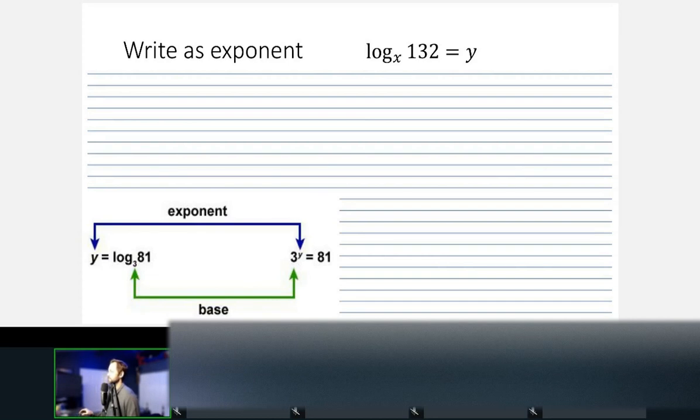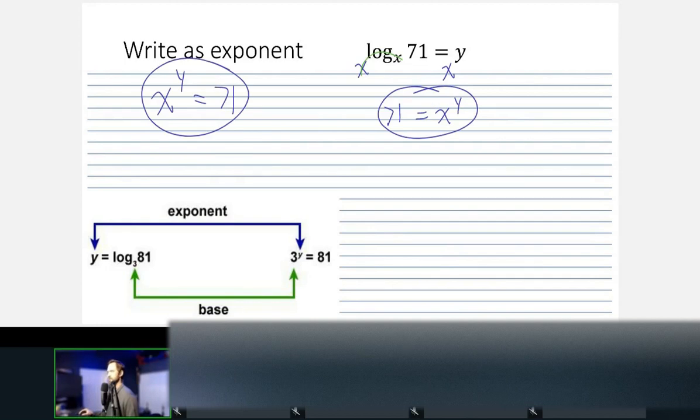Oh, if you're asking whether to put 132 on the left side and the x to the y on the right side, or vice versa, it doesn't matter. It's an equation. If you have them flip flopped, like on the previous page, all of you should have this written down at least. Let me go back to this previous page. If you notice, the answer is the same. It's just that they're flip flopped. I have the 71 on the right, and then I have 71 on the left. It doesn't matter.